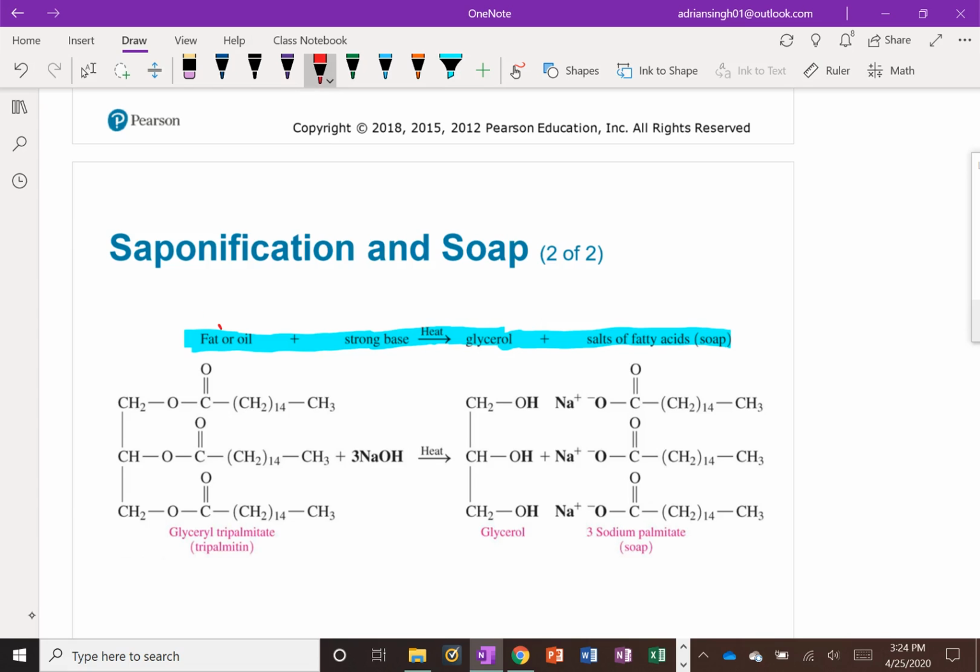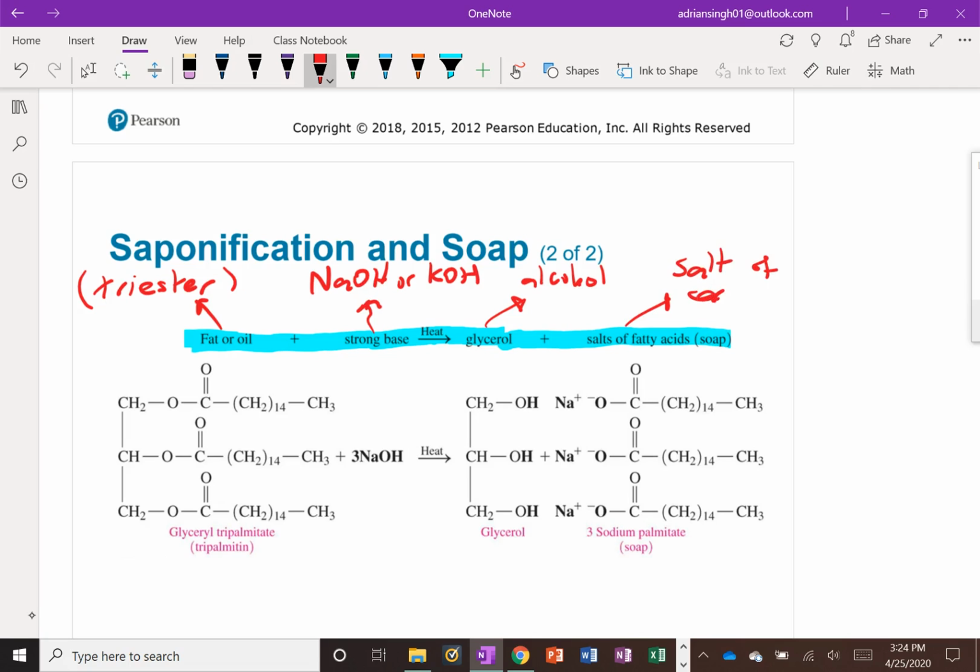All right, so this fat or oil here is our triglyceride or tri-ester. We have our strong base, so this could be NaOH or KOH. We get our alcohol, which is glycerol, and then we get the salt of the carboxylic acid, which is the fatty acid. Right, and this is the important product, that's the soap.